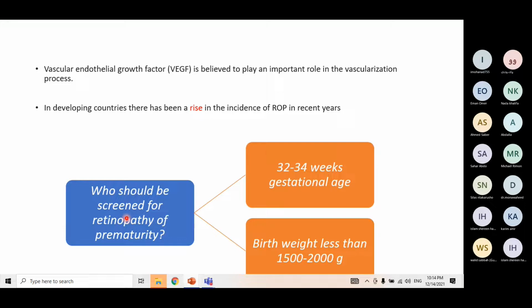So in Western countries, you'll find that they screen patients with 32 weeks gestational age or less, and 1,500 grams birth weight or less. Here in Egypt, as a developing country, we screen from 43 weeks or less and 2 kilos or less, because we still can find ROP in larger infants. Is that clear for you? So those numbers are really important to know.